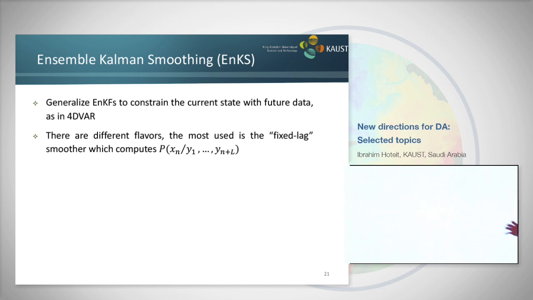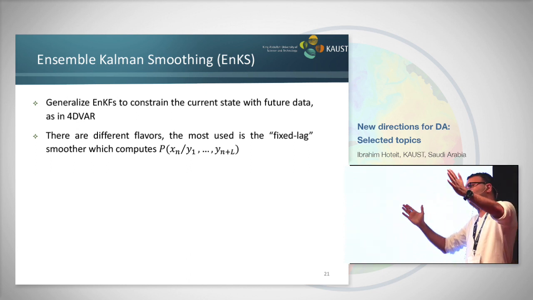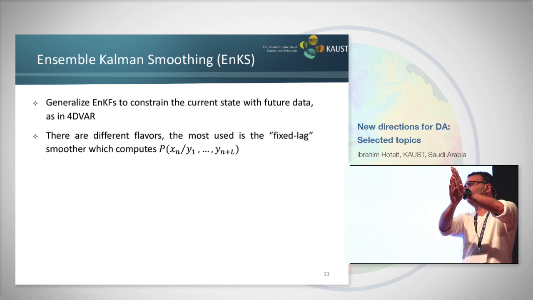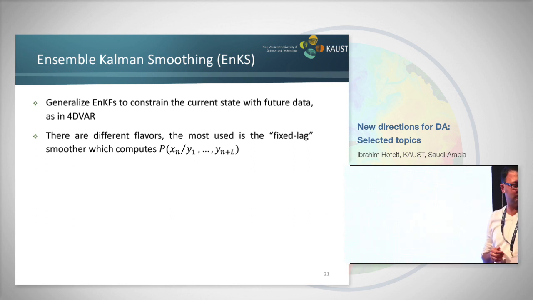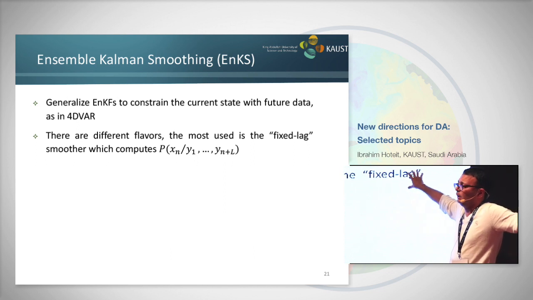It's Ensemble Kalman filtering, but I want to add future data. So I want to constrain the state with the future data. And there are different flavors, whether you do it over a window, whether you look for initial conditions, or whether you do it as a fixed lag. What's fixed lag? This is a must, people must use. So I will just give you the algorithm for how this works.